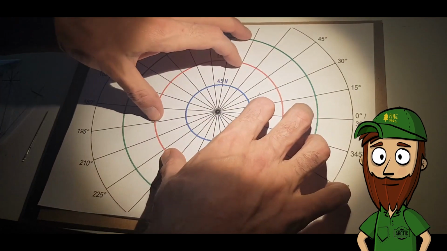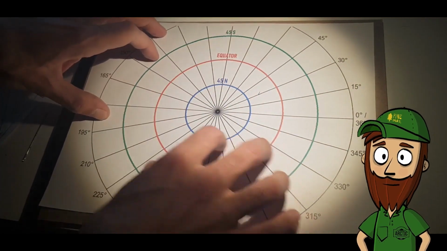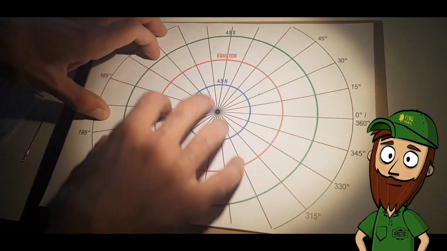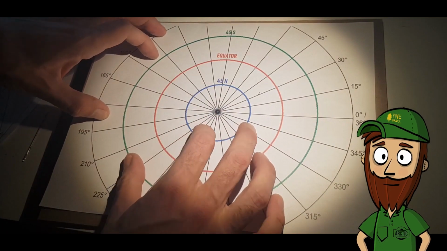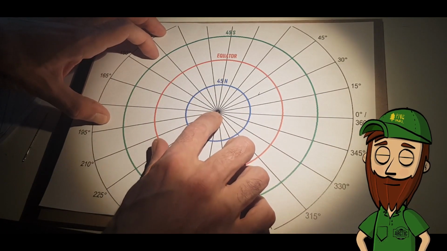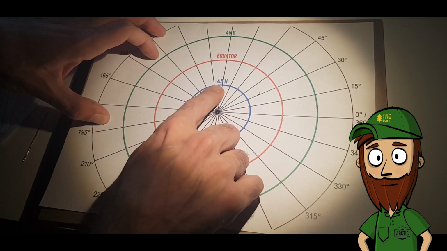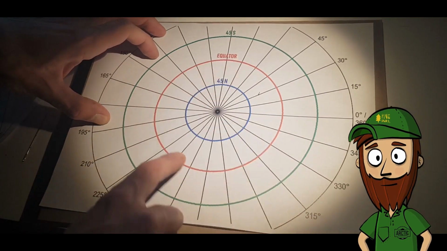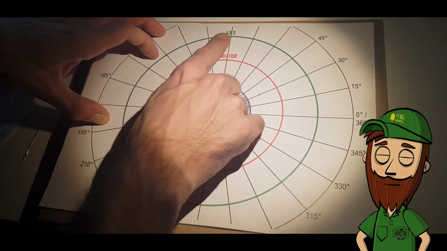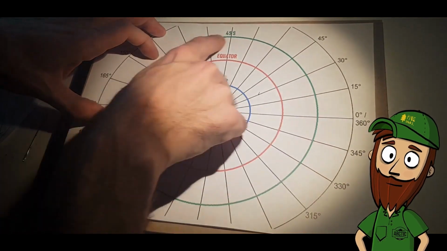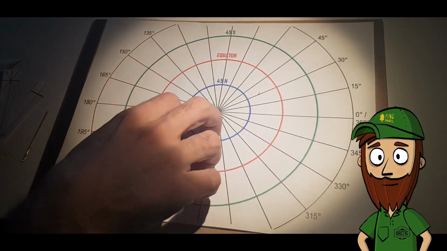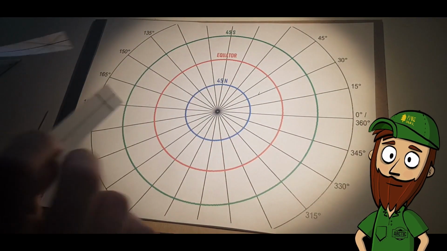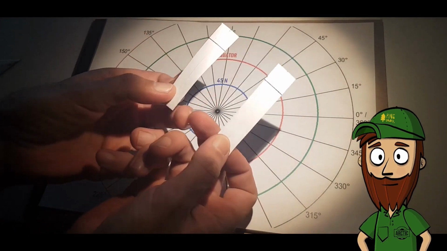But here we have our flat earth model. We have the North Pole in the center. We have our 45-degree north mark at the blue circle, the equator at the red, and our 45-degree south here with the green. Now what I did, we have these two pieces of paper.